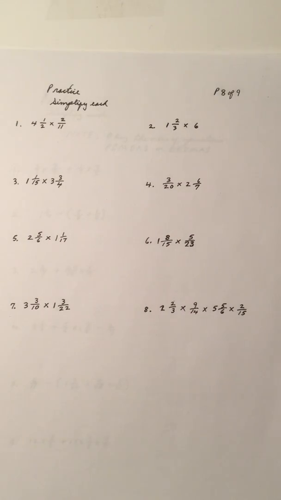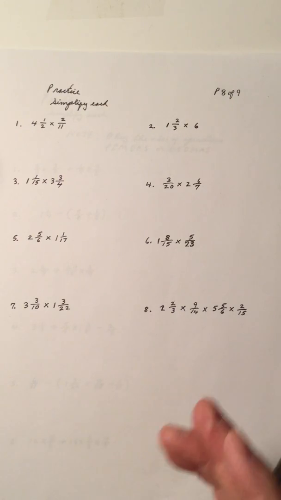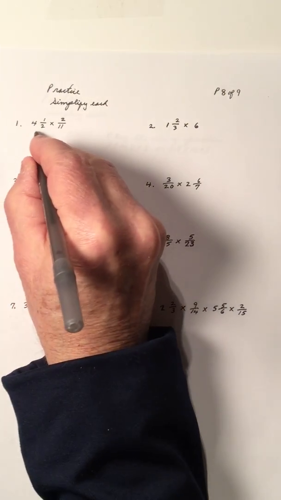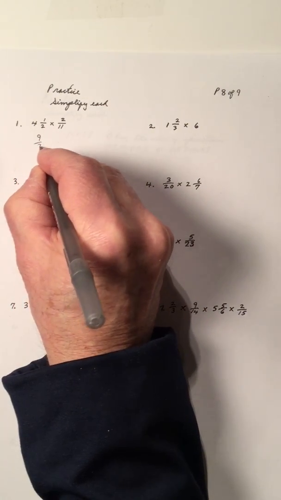Makes it easier. Now, you do some practice and see if you can get these right. If you get these right, then you know what you're doing. Here we go. 8 plus 1 is 9 over 2.